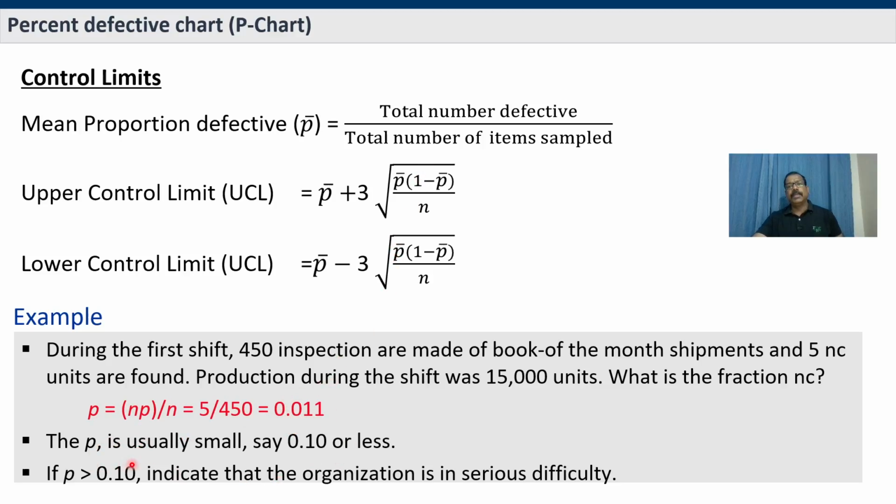Generally P is usually small, it should be 0.1 or lesser. If the P value is greater than 0.1, it indicates that the organization is in a seriously difficult situation. This is just general guidance. Once you calculate the total number of defectives divided by the total number of items sampled, if you get a value greater than 0.1, it may be assumed that something is going wrong. They have to look back at their production process and rectify any issues.